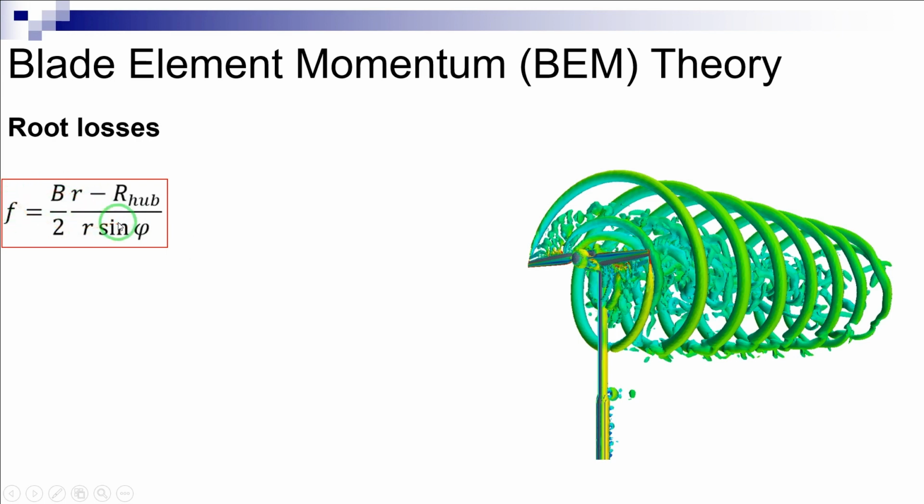A given blade element may be affected by both the tip and root losses. For these cases, the total correction factor is defined as the multiplication of both the hub loss and tip loss factors. Then this total correction factor is used to modify the induced velocity.